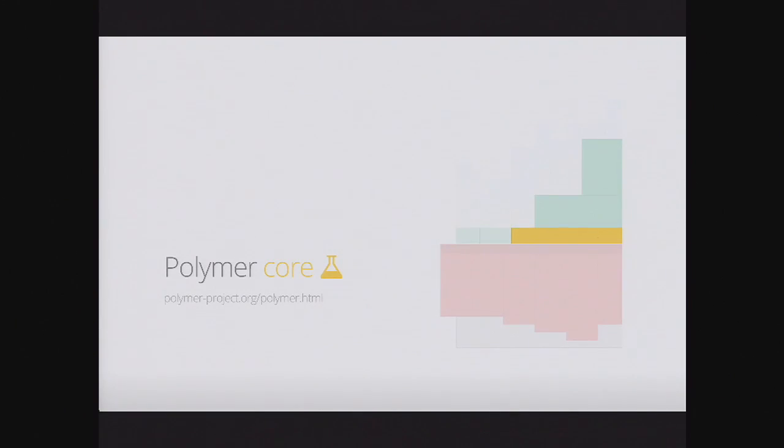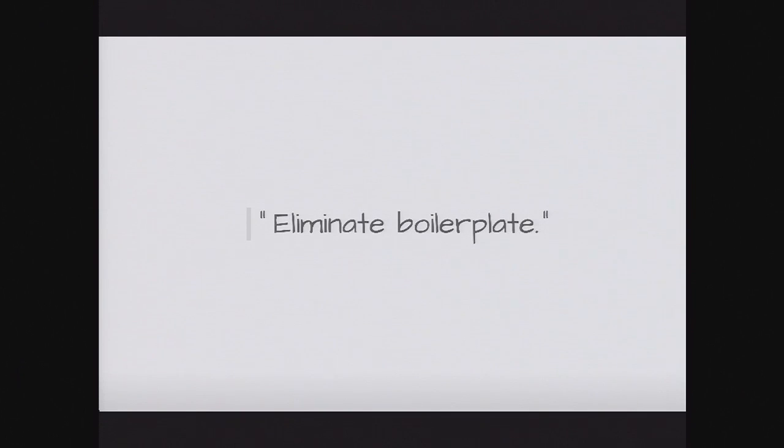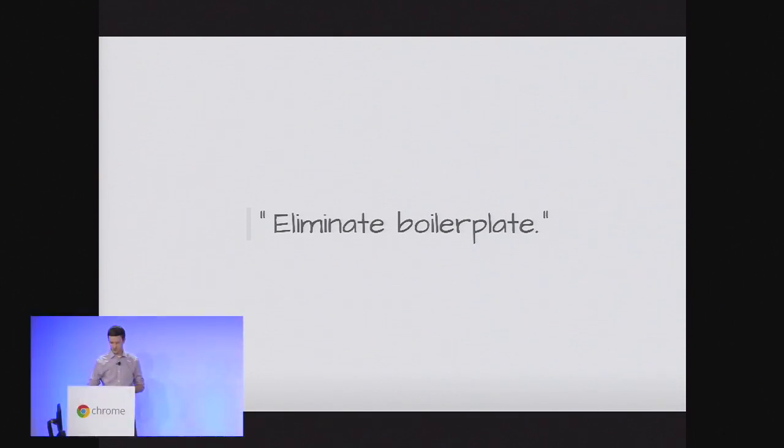So let's talk about how you actually build a Polymer element or web component. This is the yellow layer in the center. This is the sugaring layer, convenience APIs. The goal here is to eliminate boilerplate. We want to make it really easy for you to develop web components.